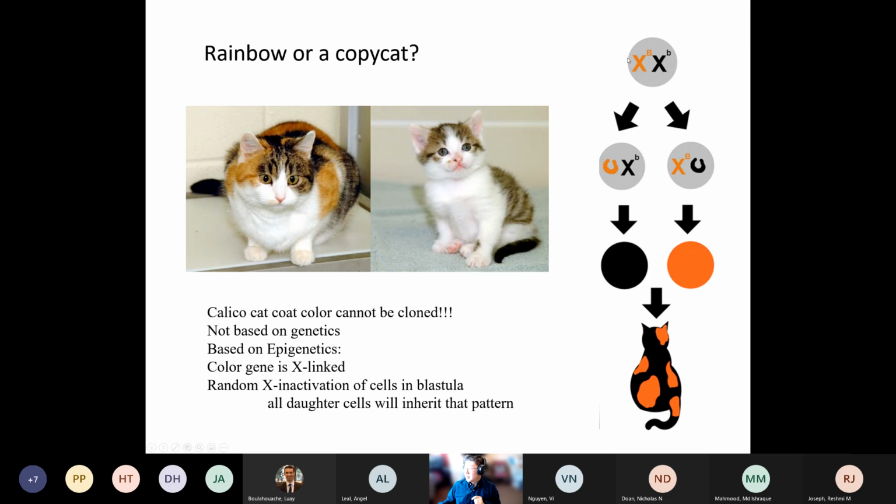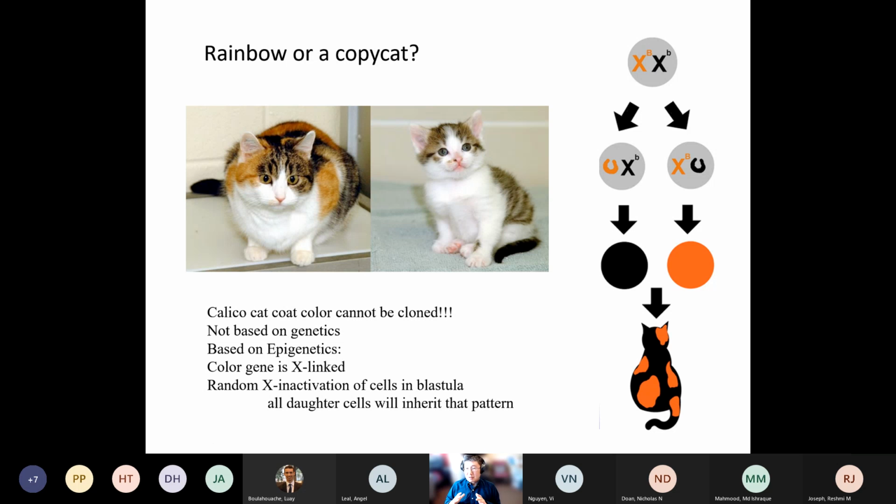Here, the capital B indicates a dominant gene that encodes an orange color, while the small b indicates a recessive gene, the other allele, encoding a black color. Therefore, a heterozygous female will have a dominant gene and a recessive gene as the pair of alleles.